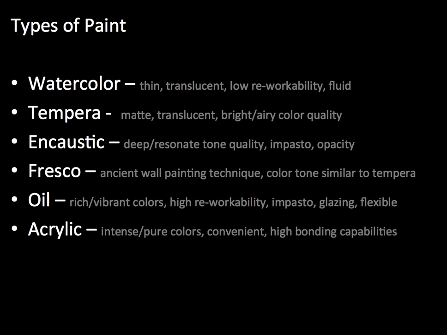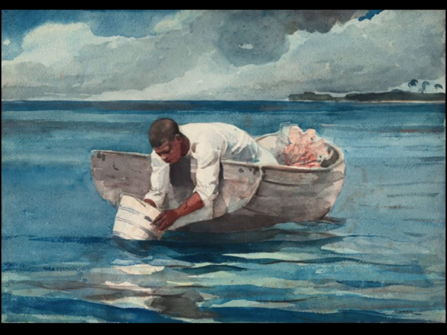Then we have oil, which has rich, vibrant colors, very reworkable. You can definitely have impasto. You can also do glazing techniques, and it's very flexible too. And then acrylic is the newest of these paints, and it's got this intense, pure type of color tone to it. Very convenient, and it's very good because it bonds with a lot of different materials. Okay, so we're going to look at each of these here a little bit more in depth. So let's look at the first one here, watercolor.